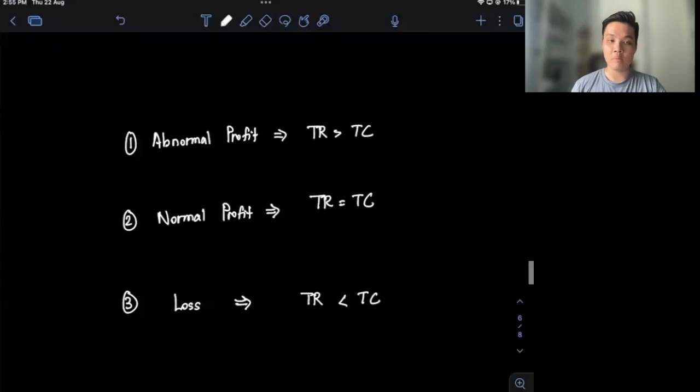The first one is abnormal profit, where the firm's total revenue is more than its total costs, which you see over here. The second terminology is what we call normal profit, which is when the firm's total revenue equals the total cost, as we see over here. And the last thing to take note of is a loss, which is when the firm's total cost is more than the total revenue, which is over here.